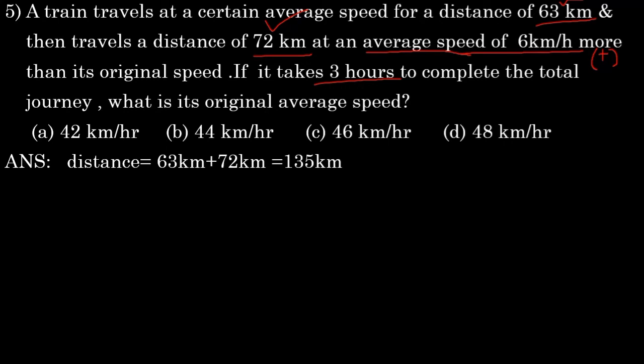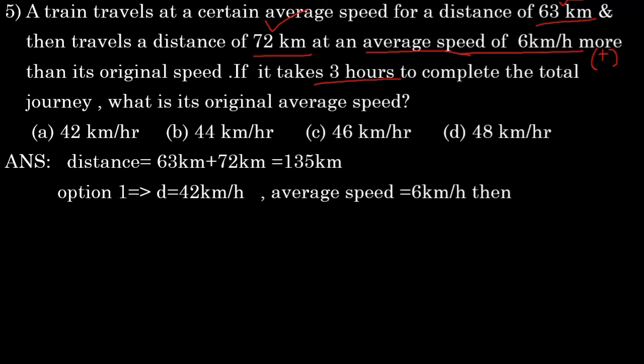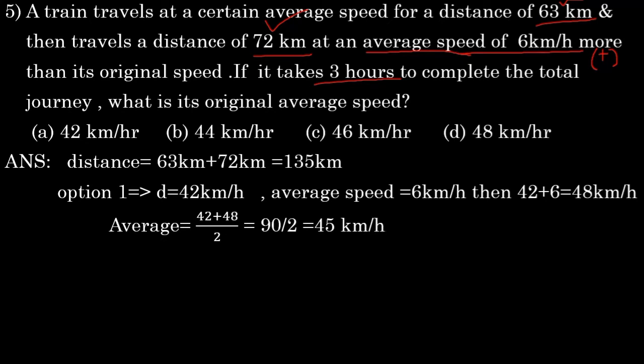So let's check with the options. Option 1 we have 42 km per hour. And here they said the average speed increases by 6 km per hour for the second part. So 42 plus 6, how much will we get? 48. Now we will find the average of both. So 42 plus 48 divided by 2, because we are adding two values. By adding we'll get 90 by 2. By dividing we'll get 48 km per hour.